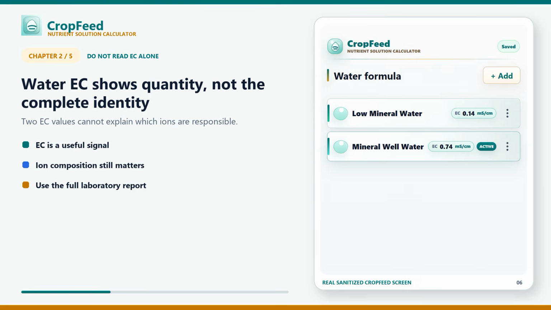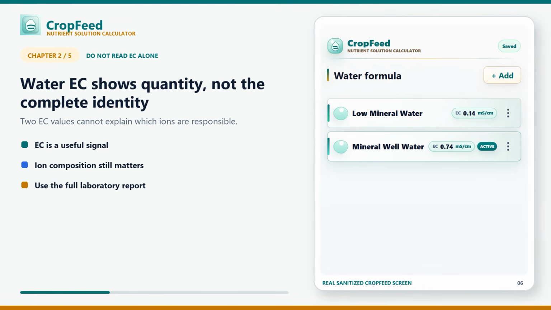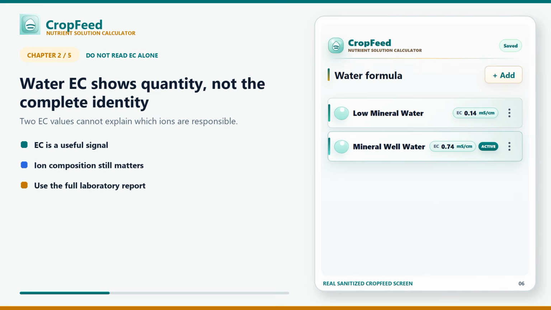The two water cards show a clear EC difference, but EC by itself cannot tell us whether that conductivity comes from useful calcium, unwanted sodium, bicarbonate, chloride, or another ion. Use EC as a monitoring signal, then use the complete water analysis to build the recipe. That distinction prevents a simple number from replacing the chemistry.